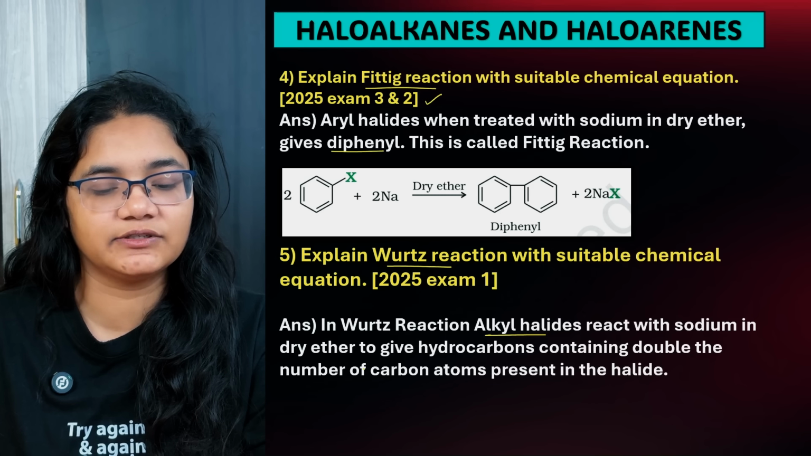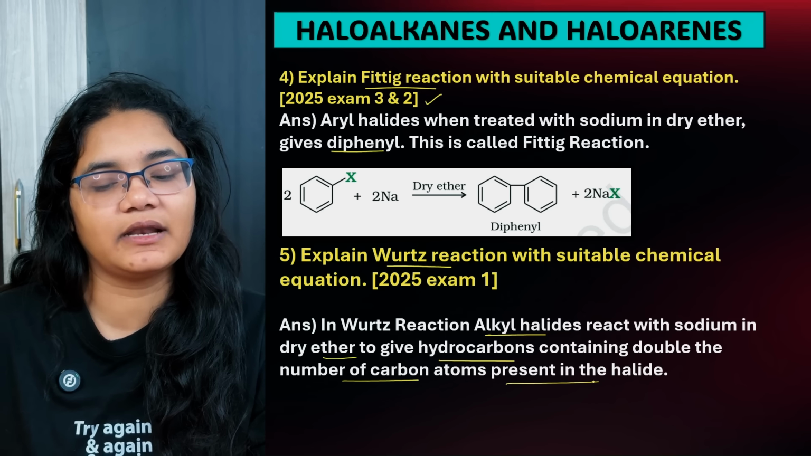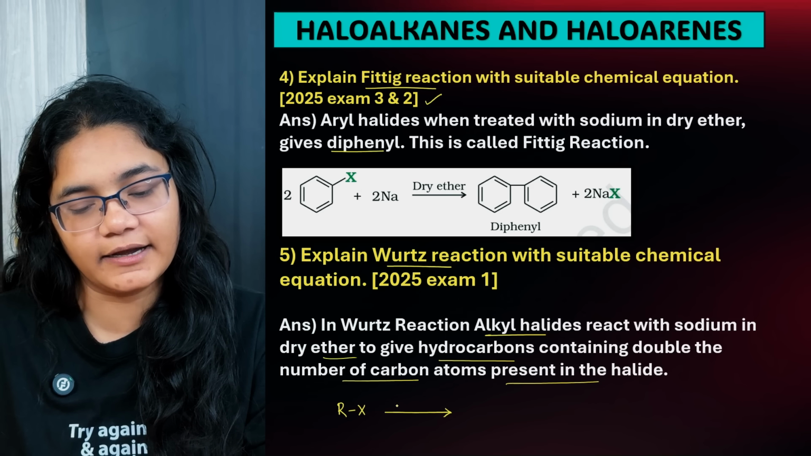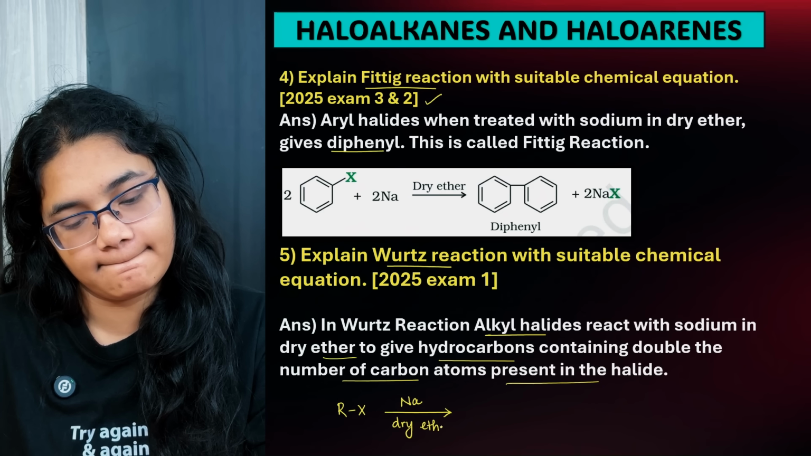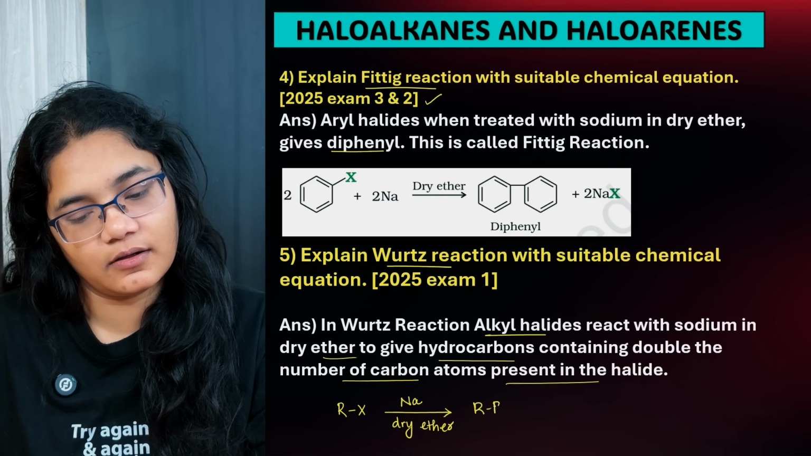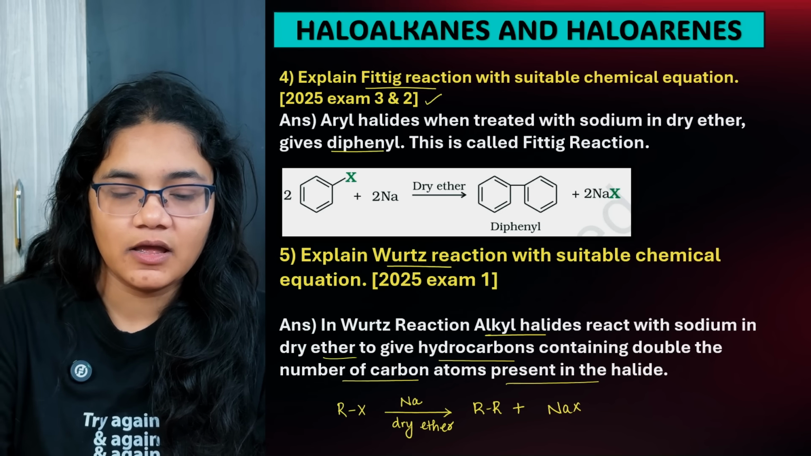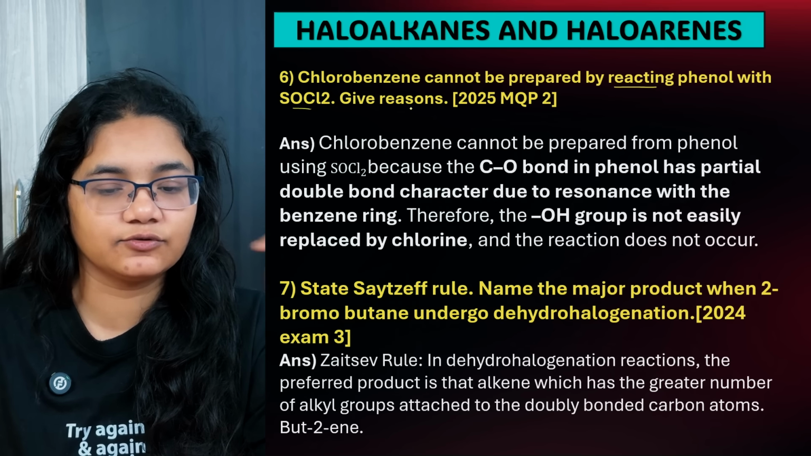Alkyl halides react with sodium and dry ether to give hydrocarbons containing double the number of carbon atoms present in the halide. So when you have RX and it reacts with sodium and dry ether, you will get R-R plus NaX. Okay. Next is, chlorobenzene cannot be prepared by reacting phenol with SOCl2, give reason.